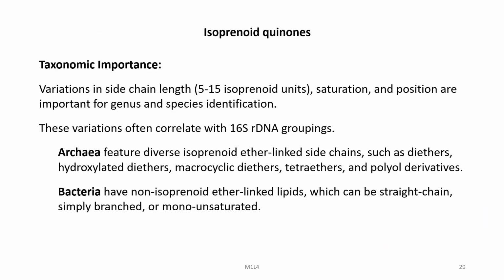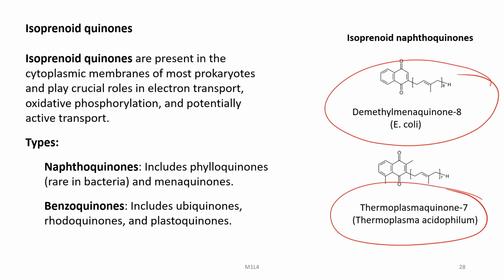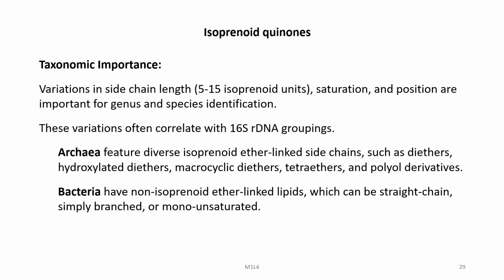So, these serve as tools for taxonomy or classification. Variations in the side chain length, as you can see here, which may range from around 5 to 15 isoprenoid units. Then saturation and position are important for genus and species identification. These variations often correlate with 16S rDNA groupings as per research reports.